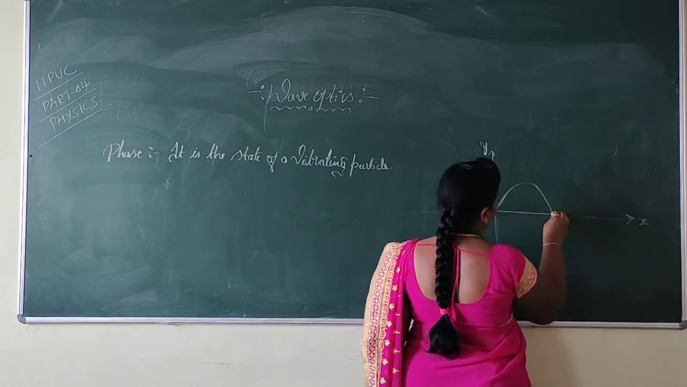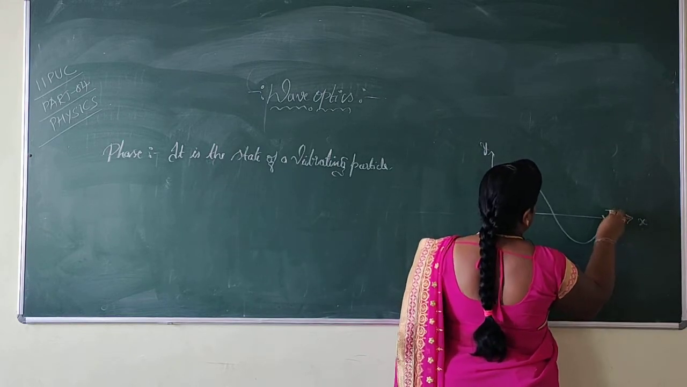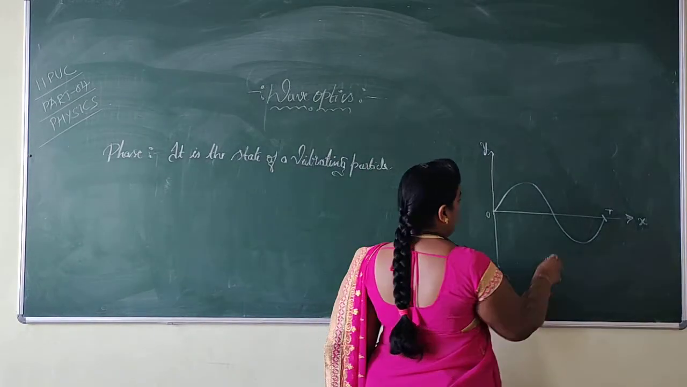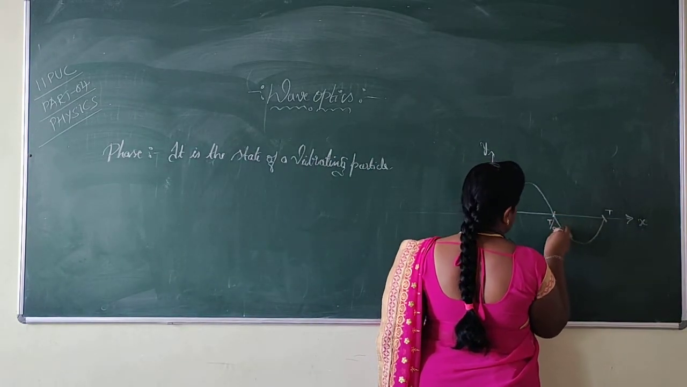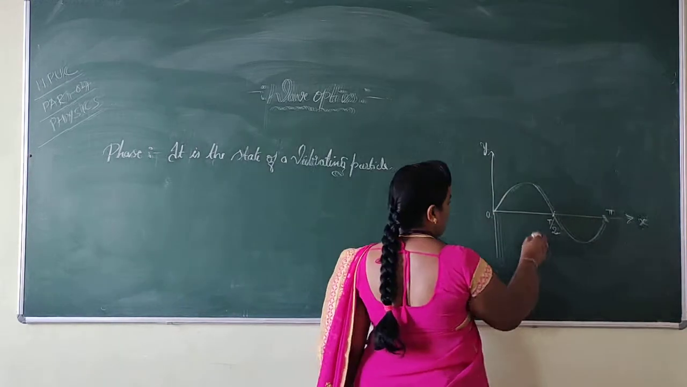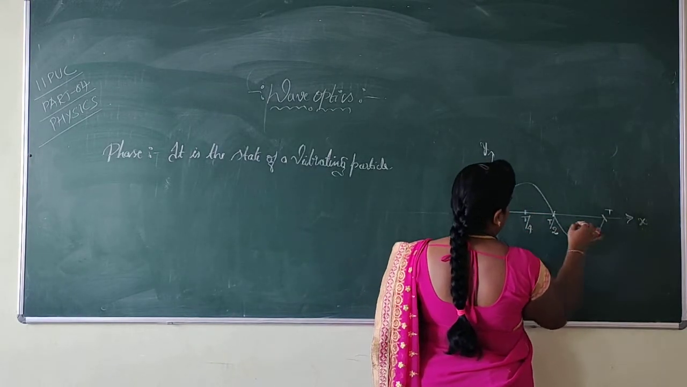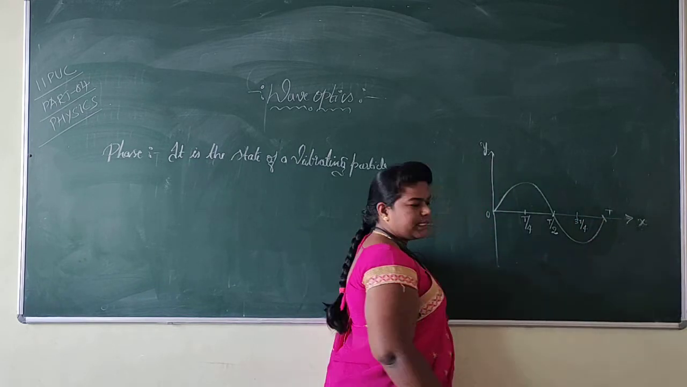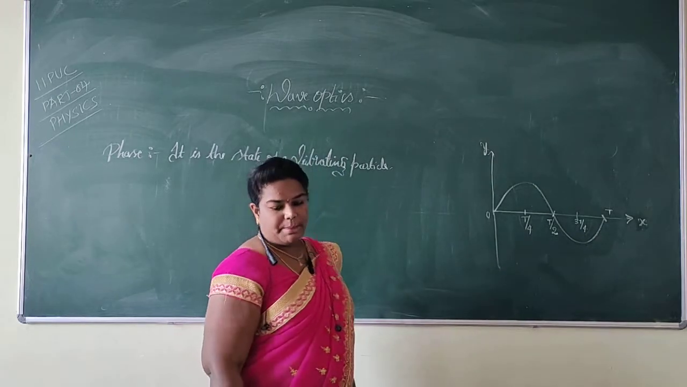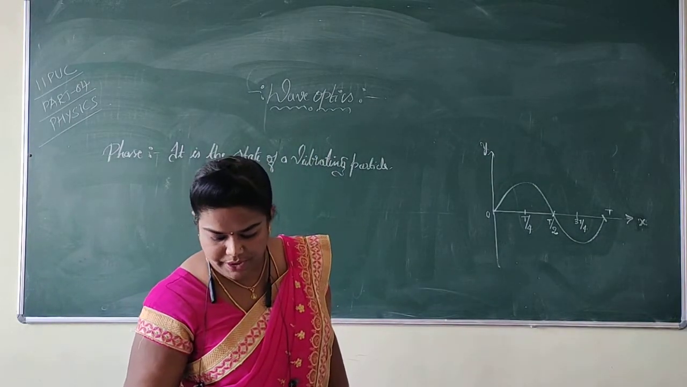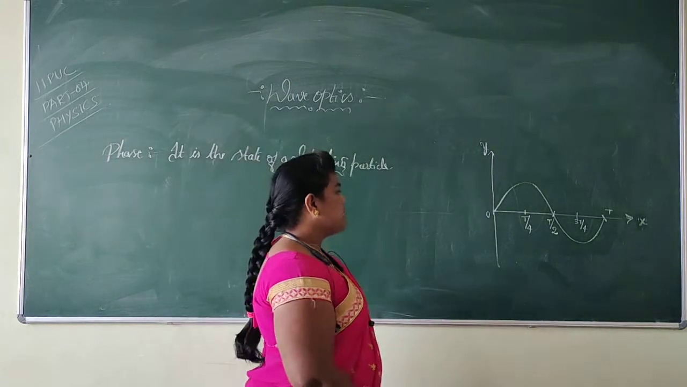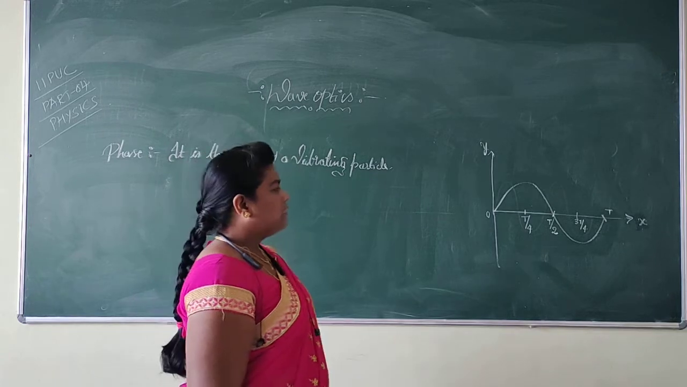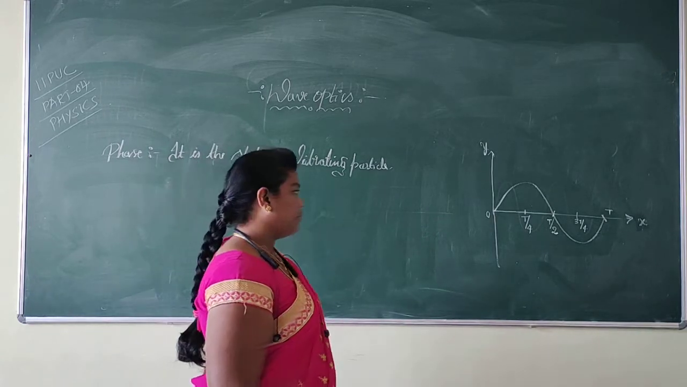Now I am going to write one complete wave. The total time period for one complete wave is T. What is the time for this point? It is T by 2. Then here it is T by 4, and here it becomes 3T by 4. As I said in the previous class, the time period varies as nT by 4: 0 T by 4, 1 T by 4, 2 T by 4, 3 T by 4 and 4 T by 4.